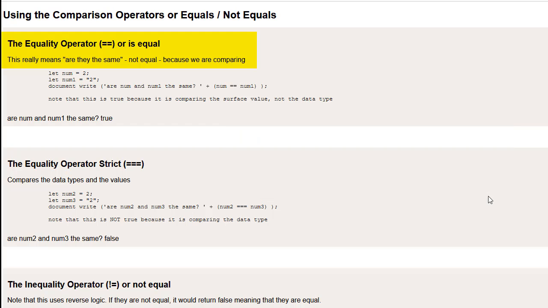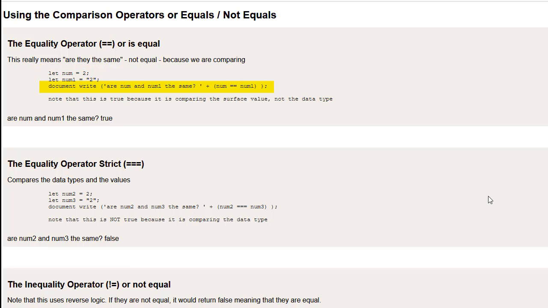All right, the equality operator, equal. Technically, it means are they the same, not necessarily equal. When you're working with numbers, you can use the word equal, but you're not always going to be working with numbers. So just think about we're comparing 2 things. Are they the same or not? So here I have num equals 2 and num1 equals 2. This second 2 has double quotes around it. So one is a string and one is not.